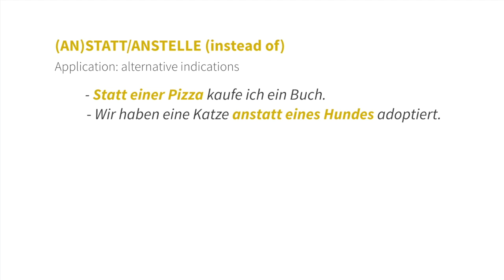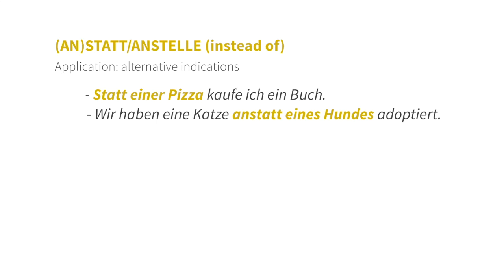We use mostly anstatt and statt. Anstelle, it's just a synonym, instead of. We apply it for an alternative indication. For example, statt einer Pizza kaufe ich ein Buch. Instead of a pizza, I will buy a book.